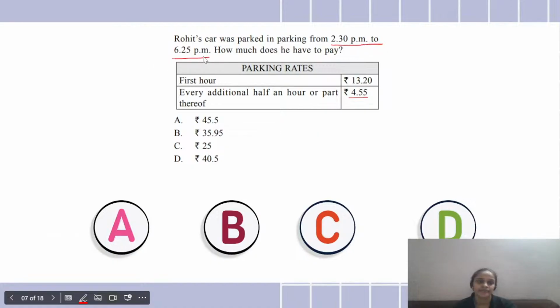रोहित की कार पार्किंग में पार्क की हुई थी 2:30 से लेके 6:25 तक शाम को, और पार्किंग के रेट्स क्या थे? पहले घंटे के 13 रुपीज 20 पैसे, और उसके बाद हर आधे घंटे के एडिशनल चार्ज, दैट इज 4 रुपीज 55 पैसे. Okay, so according to this, what is the total amount? टोटल रोहित ने कितना पे किया जब अगर उसकी कार पार्किंग में 2:30 से लेके 6:25 तक थी? How much did he pay?